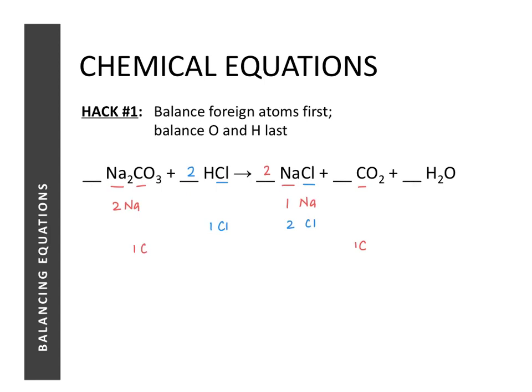And now we'll look at oxygen. There are 3 oxygens on the left and there are 3 oxygens on the right. And lastly, we now try to balance hydrogen. There are 2 hydrogens on the left and there are 2 hydrogens on the right. So the equation is balanced.